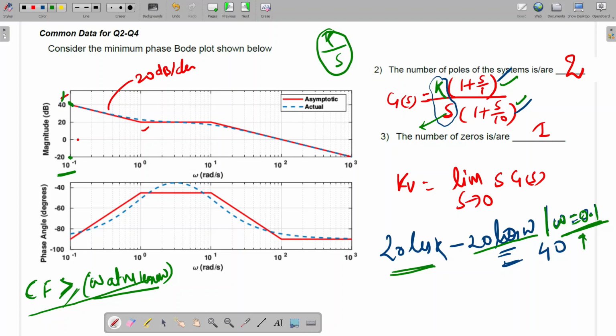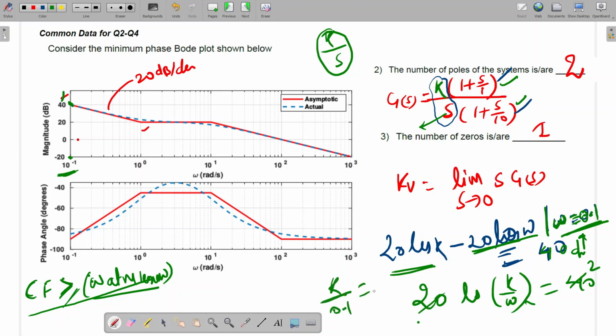20 log k minus 20 log omega at omega is equal to 0.1 should be equal to 40 dB. Correct? So 20 log k by omega is equal to 40. This omega we should put 0.1, because this is 10 to the power minus 1, which is equal to 0.1. So at this value only we have to calculate. So that will be 2. So k by 0.1, how much will it be? 10 to the power 2, 100. Correct? So k will be equal to 10.